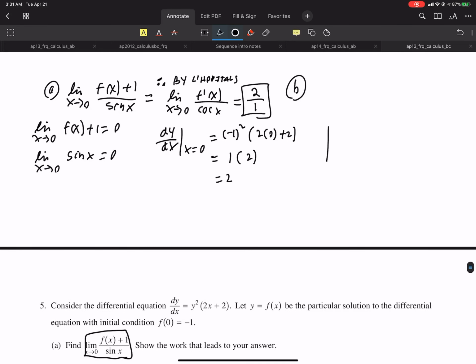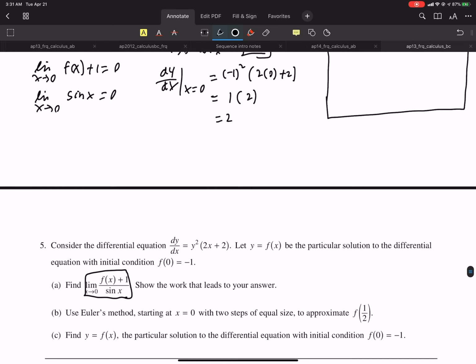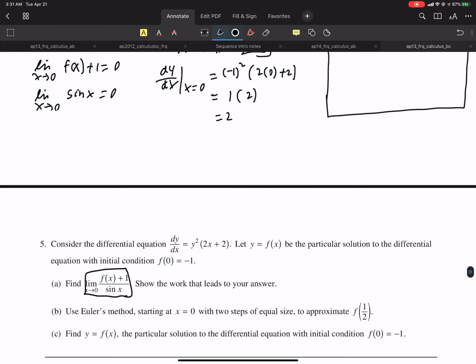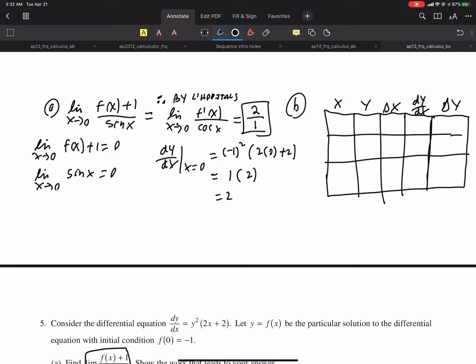So we're going to make a wonderful table. Wow, it's a beautiful straight line. You like that, huh? That's ugly, but sorry, I don't have a steady hand. You're doing 2 steps. If you're doing 2 steps, that means you need 3 vertical lines. We're going to have a value x, y, and then your delta x's. Then you want your derivative, and you want your delta y, and that times that equals that.